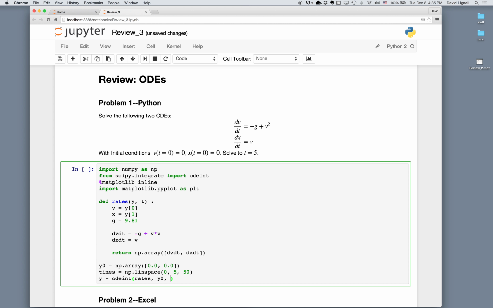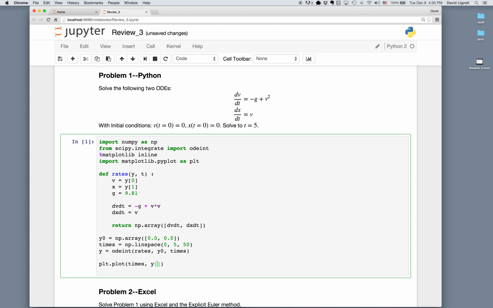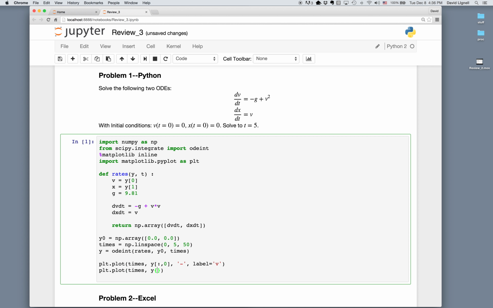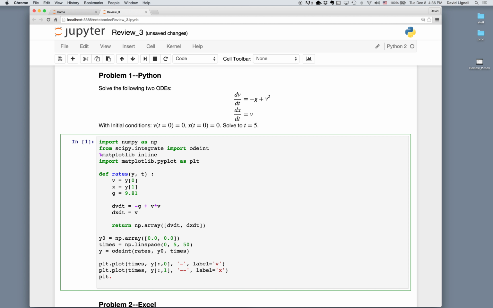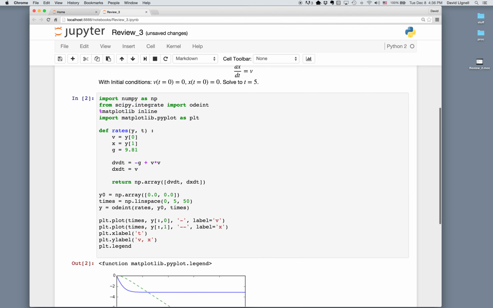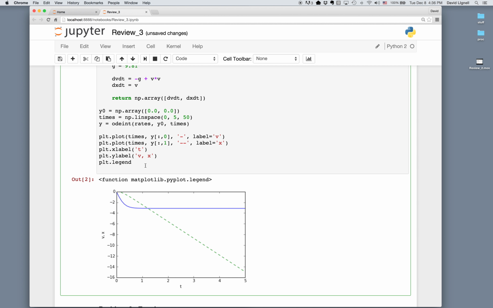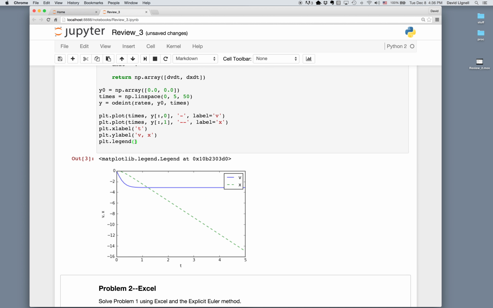Okay. And it ran. So now let's plot it up. plt.plot times comma y everything comma 0. We'll do straight lines, label equals v, plt.plot times y second column, which is x, label equals x, plt.xlabel time, plt.ylabel x comma v, plt.legend, loc equals, so that it's out of the way of the curve, and there you go.